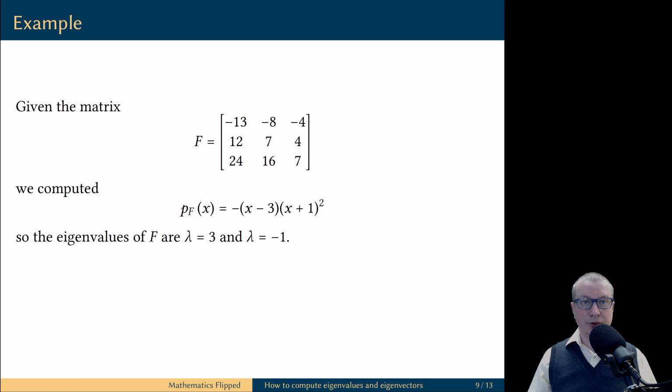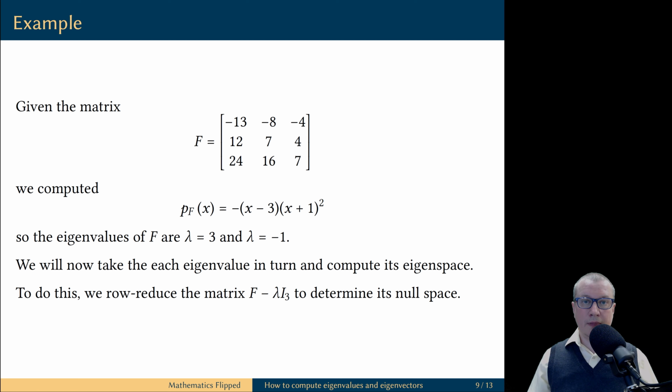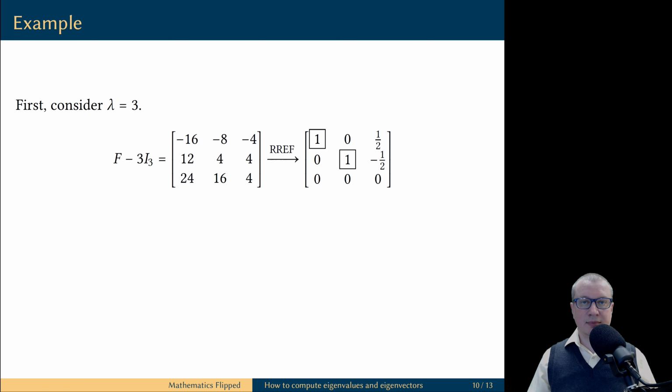Now, let's go back to the problem of computing the eigenvectors of a matrix. We already figured out that this matrix has two eigenvalues, 3 and -1. Next, we are going to take one eigenvalue at a time, and we are going to compute the eigenspace corresponding to this eigenvalue. But the eigenspace is just a null space, and we know how to compute null spaces. So let's take first eigenvalue 3.